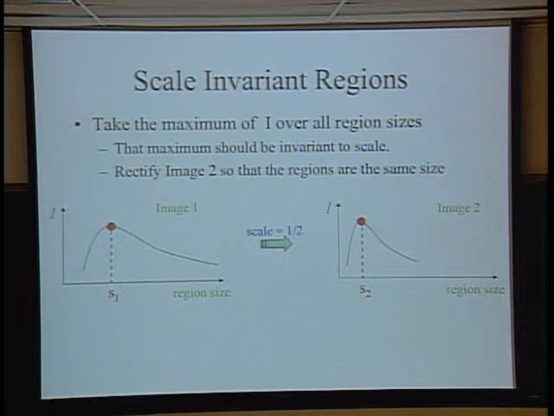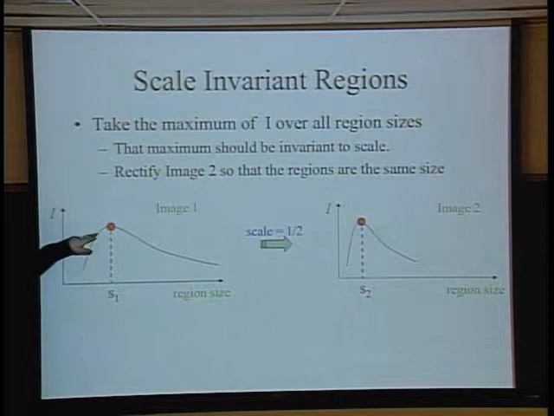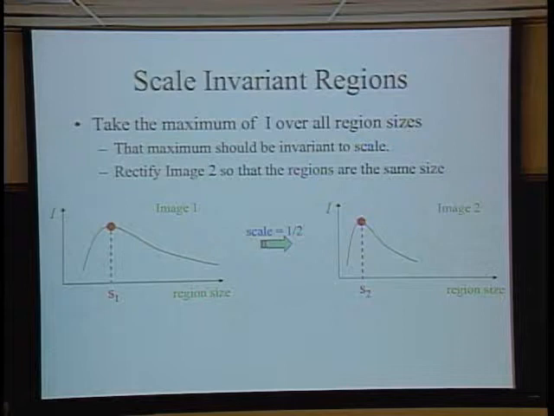So then what we're going to do at runtime is rectify these two image regions so that they're the same size. That undoes the scaling that exists between the two of them. This is the general approach: to have an interest function that tells you what the peak interesting scale is. If the image region is relatively large, then hopefully the peak most interesting region size is going to be larger, and then you can do rectification to undo that relative scaling.